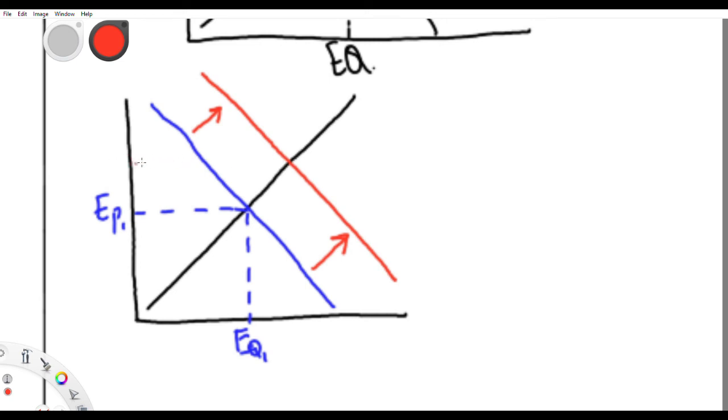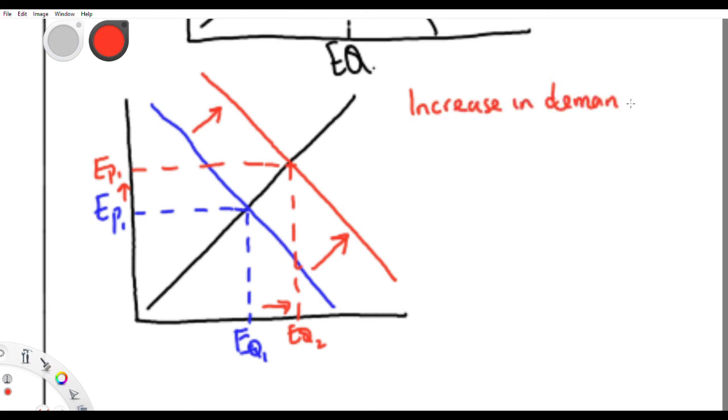Let's trace it out. You realize that equilibrium price increases and equilibrium quantity as well increases. So if there is an increase in demand and supply is constant, it means the equilibrium price would also increase. Equilibrium quantity will as well increase.